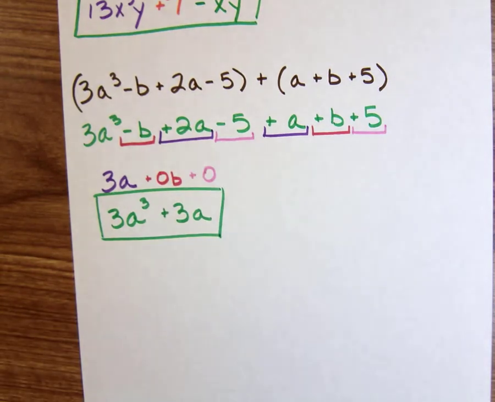I don't need to write the zeros. In fact, it'd be kind of weird if I did. That's all there is to addition. Addition's pretty simple. You drop the parentheses and then combine like terms.